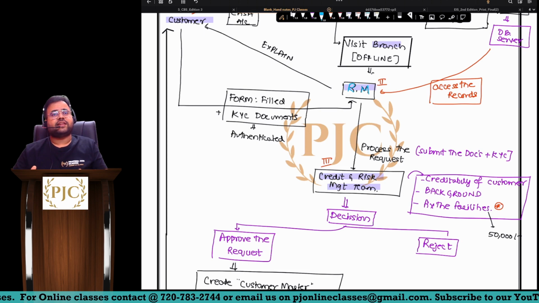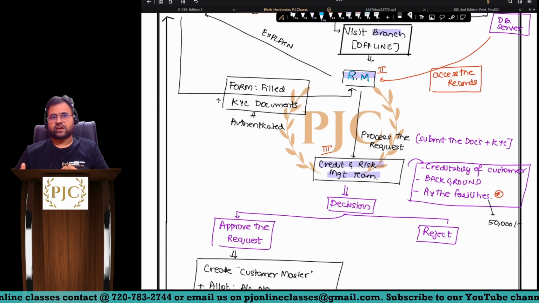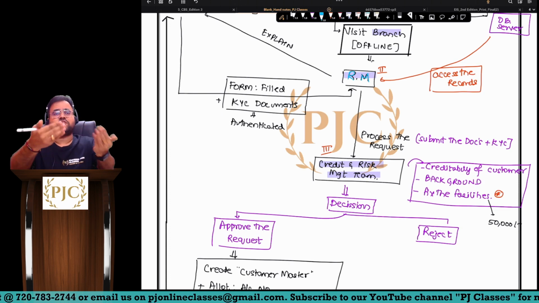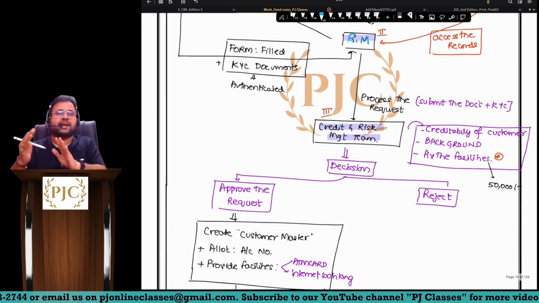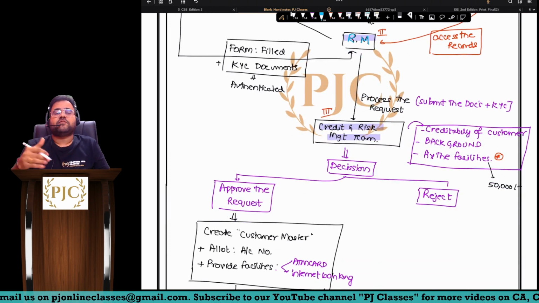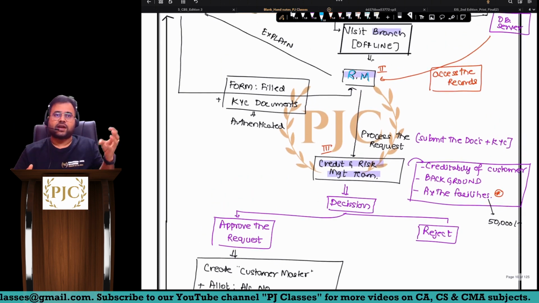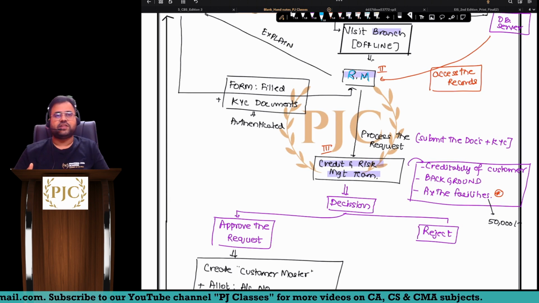If yes, can I say now we have to process the request of the customer, sir. Sir, this request processing is not done by the relationship manager. So this will be forwarded to one team called the credit and risk management team. This is the team which will look into the credibility of the customer. For example, if you want to open a current account, obviously we have to look at the credibility of the customer, sir.